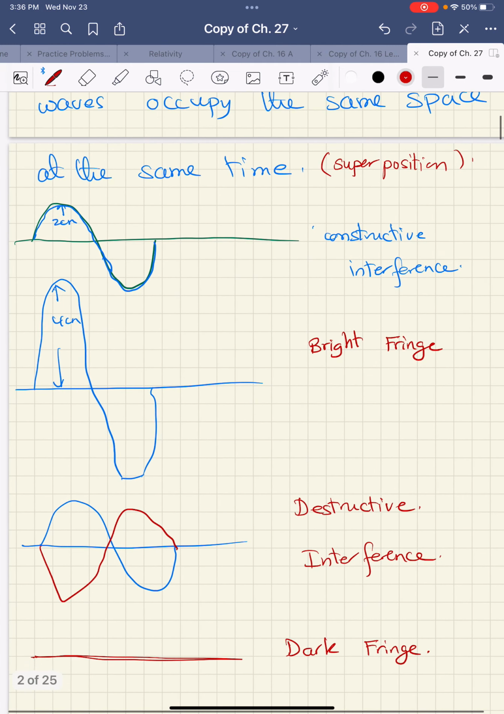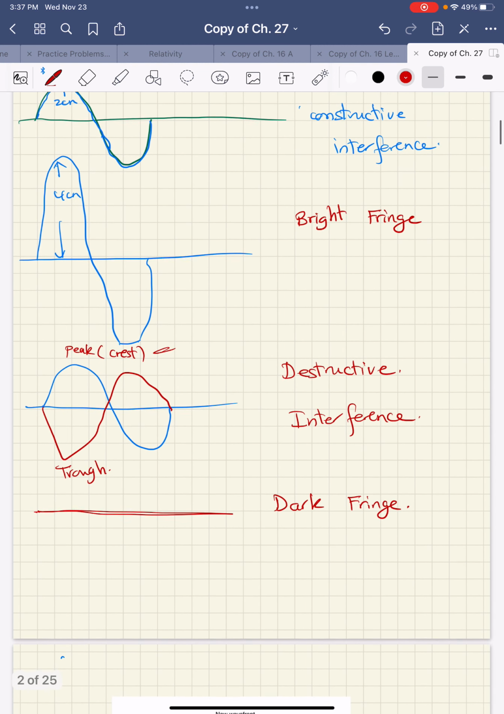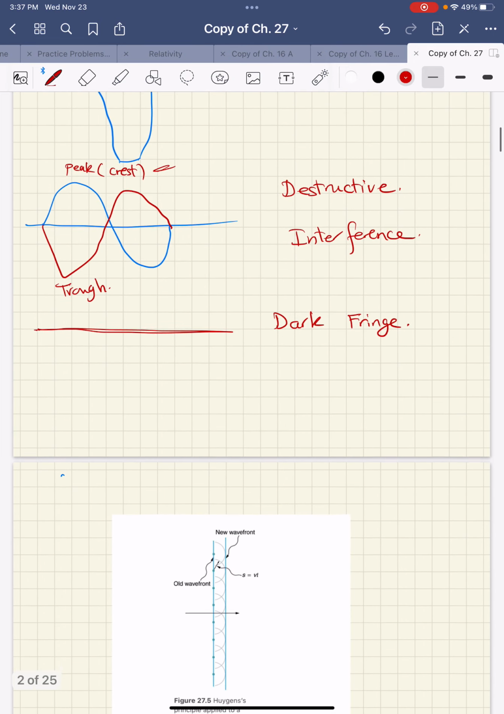On the other hand, if I have these two waves, the blue one and the red one, interfering in this way where the crest meets the trough, we have destructive interference. This is the peak, which we call the crest, and this one is called the trough. They cancel each other, and we call this destructive interference. They yield a dark fringe.